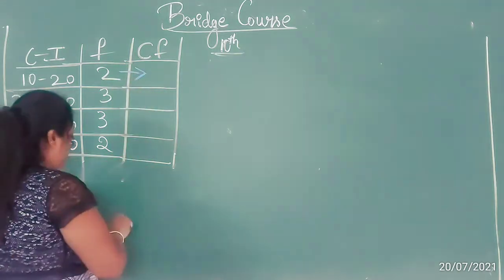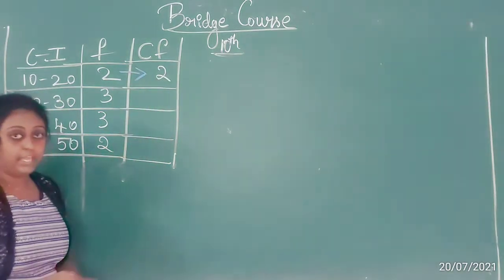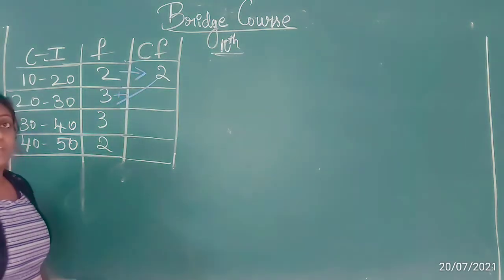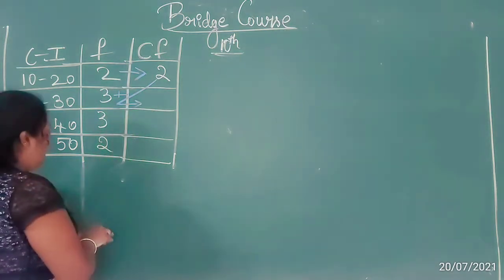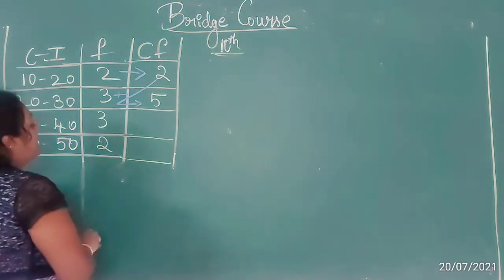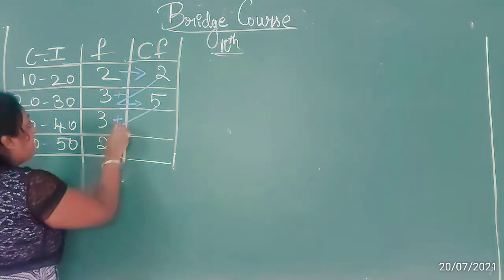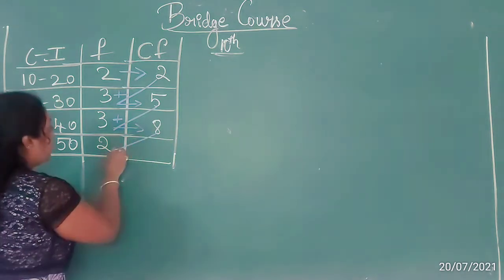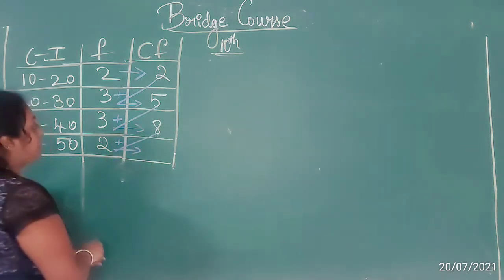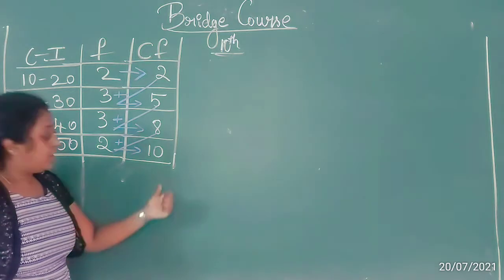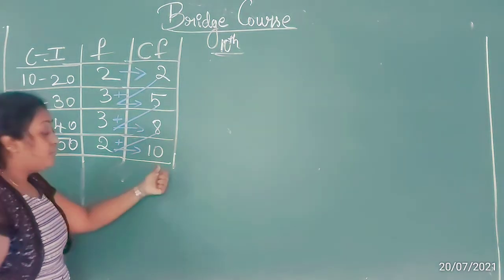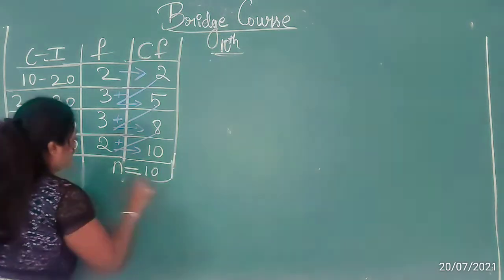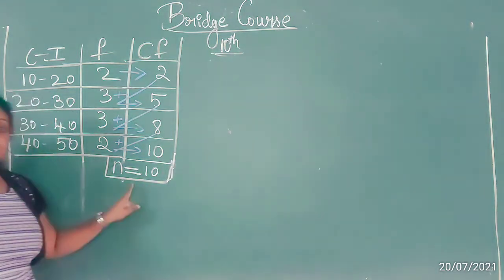Now 2 I will write here directly. Next, this 2 plus 3 is how much? 2 plus 3 is 5. That 5 I will write here. Again, 5 plus 3 is how much? It is 8. Then again 8 plus 2 is how much? 10. Got it? So now your total CF value is 10. This 10 is equal to N, N is equal to 10.